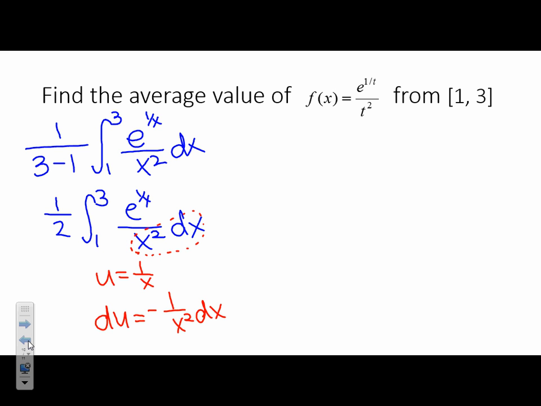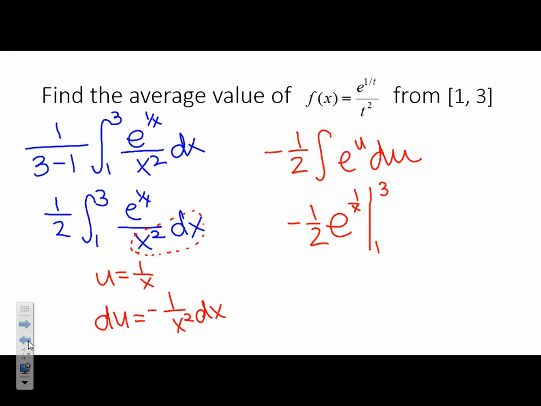Now, do you guys change your limits of integration or just do the integration and then go back to the x's? I go back to x's. Do and don't, really depends on how I'm feeling. Depends on how you're feeling. So let's just do this. -1/2 integral e to the u du would be -1/2. Okay, so I'm just going to write e to the 1 over x, and we're going to evaluate it from 1 to 3. So we have -1/2 times e to the 1/3 minus e to the 1st.